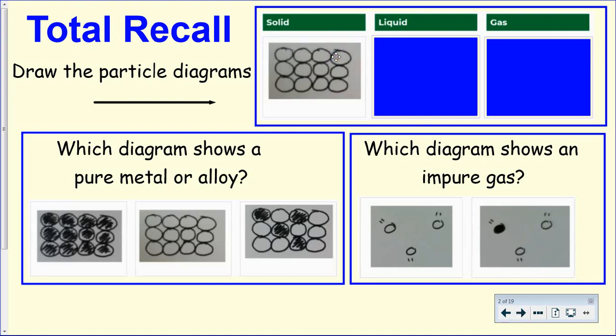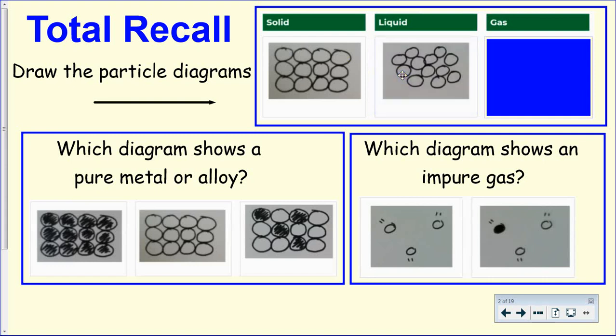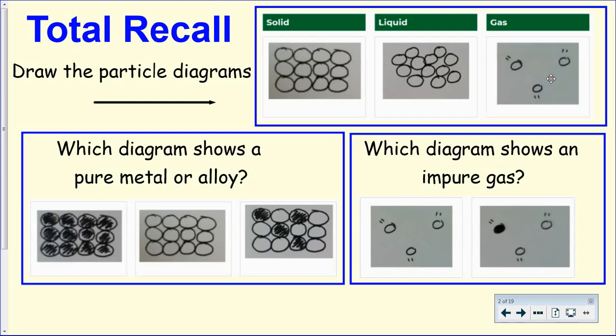Well done if you drew your particles for a solid in nice orderly rows and columns. Solid particles are tightly packed together in order and they vibrate. Liquid particles have a bit more movement, they're a bit more random, but they are touching. And gas particles are completely free and can bounce all over the place. So well done if you got those ones correct.